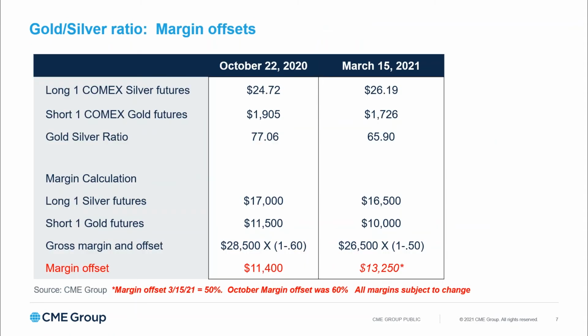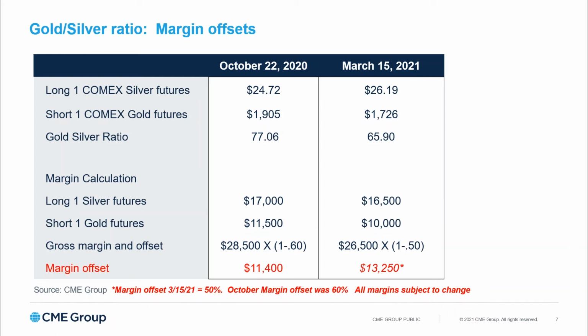You can see here's how some of the prices were back last October, and then again March 15th, which is basically a couple of days ago. If you did the trade in October, you made money on both sides of the spread, which is rare. Usually you make more money on one side of the spread than you lose on the other side, and it compensates. The gold-silver ratio has gone from 77 in October to 65.90, or around 66.